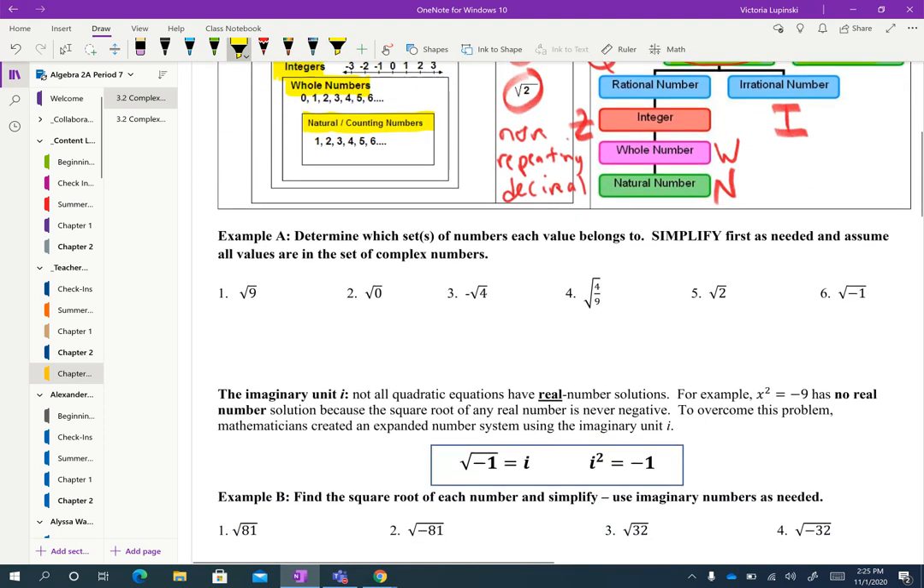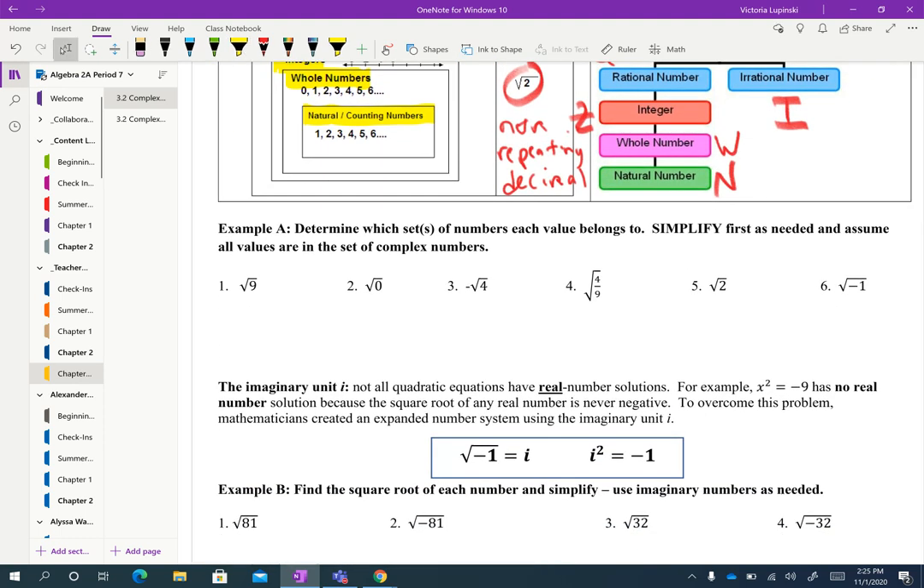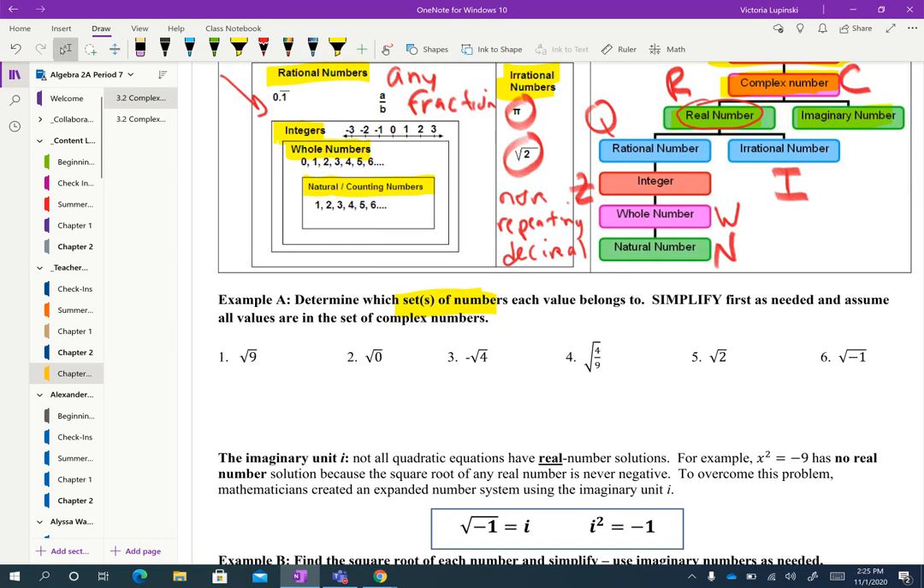So take a look here in example A. It says determine which sets of numbers, meaning there are going to be several, that each value belongs to. Simplify first as needed and assume that everything is in the set of complex numbers. So what that means is we're assuming that all of these values live in set C. So we're not going to write C every time because we assume that they're all going to automatically be there.